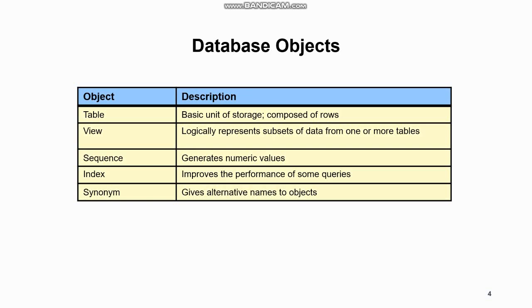Generating numeric values is called a sequence. And to improve the performance of some queries, we have the object called an index. And you can provide alternative names to objects, which are called synonyms.